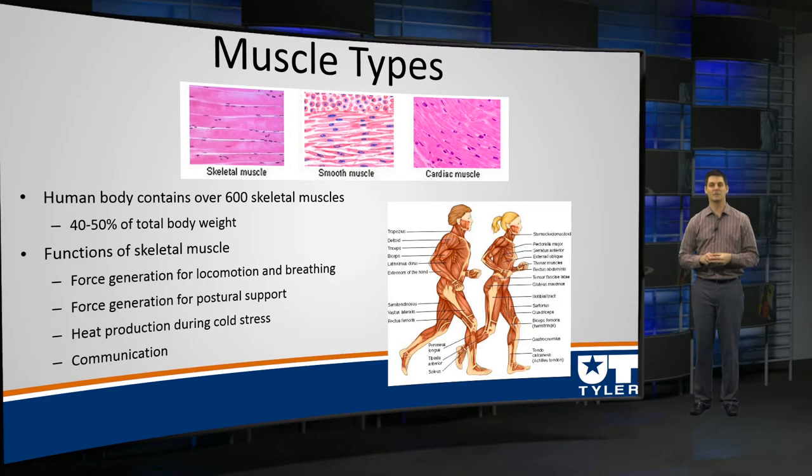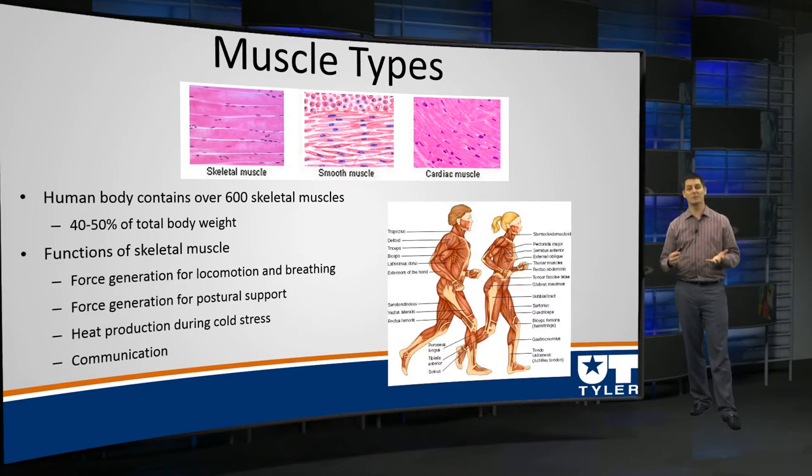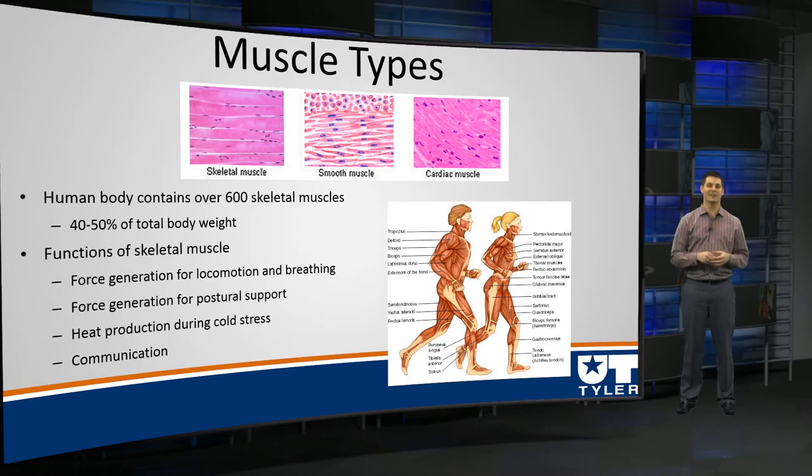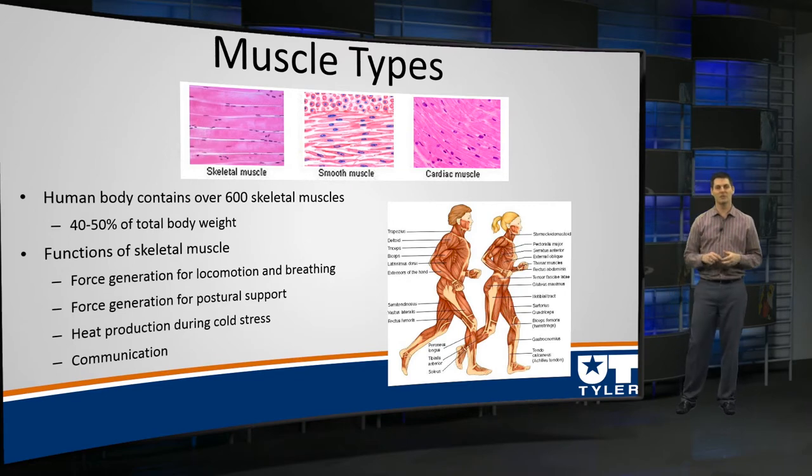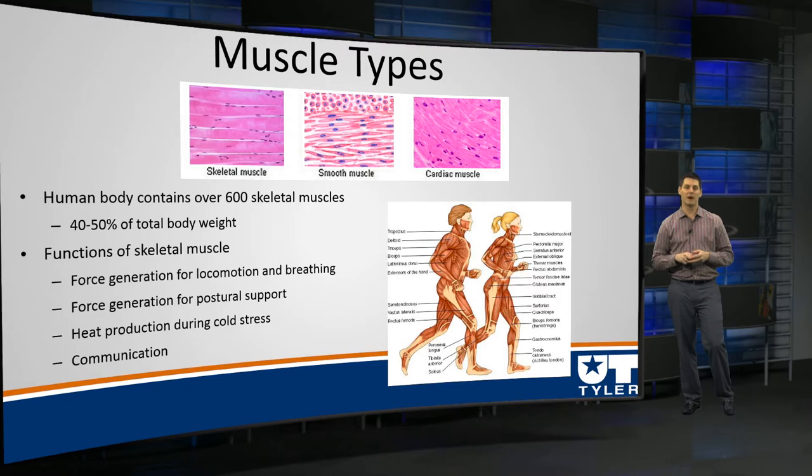Another important aspect of muscle function is, of course, heat production during cold. Of course, we live in Texas, so this doesn't happen too often, so we don't need it very often, but one or two days out of the year, maybe, we'll get cold. And what happens when you get cold? You shiver. That shiver will actually produce heat, which is why you do it, and it helps warm the body.